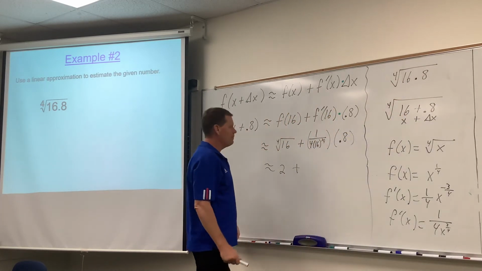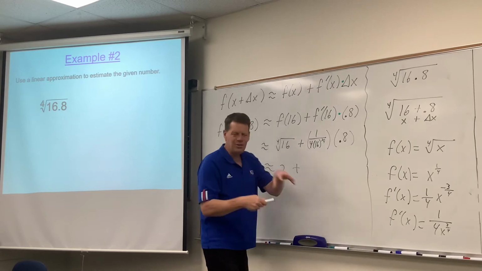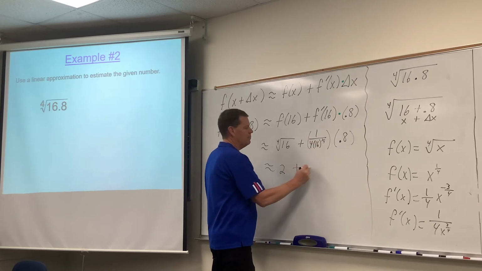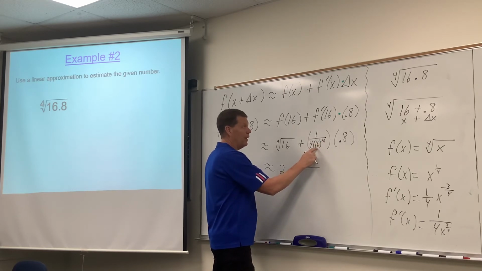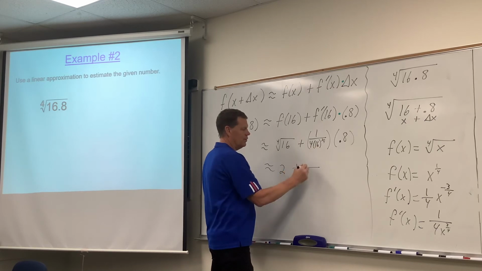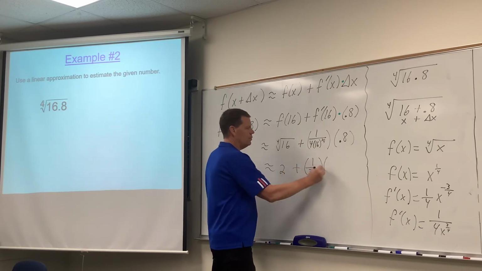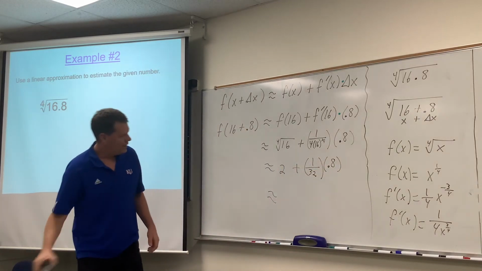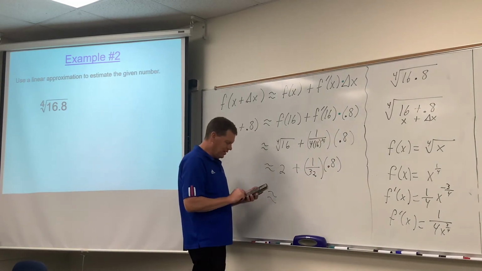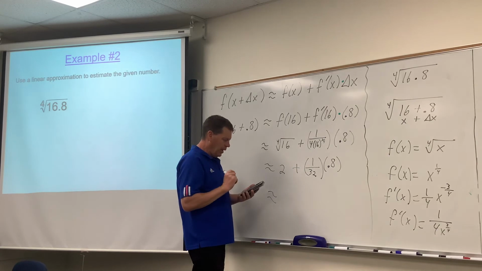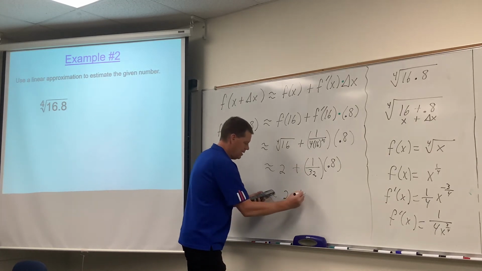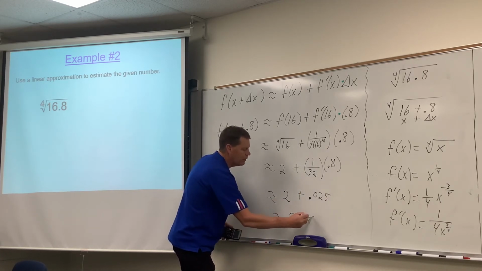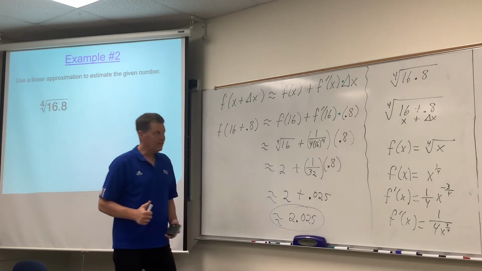All right. And then, 16 to the 3/4 power, use your calculator, do whatever you got to do here. But I believe 16 to the 3/4 power is 8. And 8 times 4 is 32. So that's 1/32 times 0.8. This is all just arithmetic at this point. So we'll take that 0.8 divided by 32 basically. And that's 0.025. And then I don't need a calculator. That's about 2.025. Okay? And that was using linear approximation.